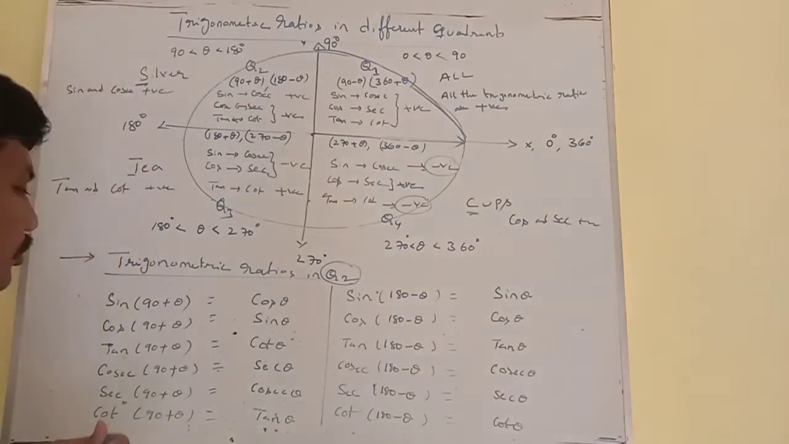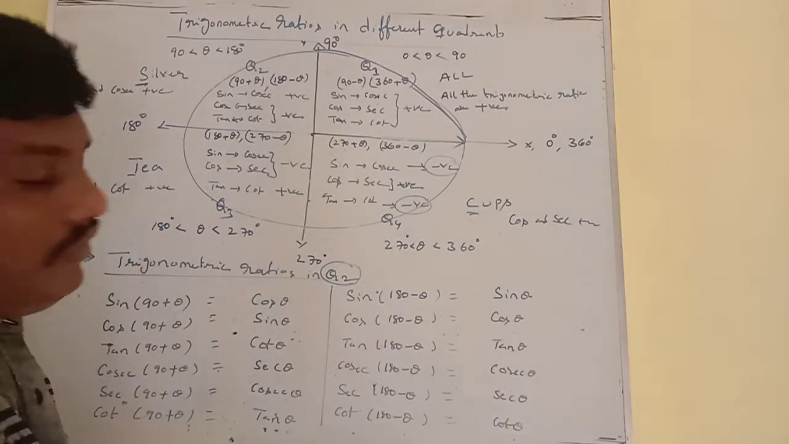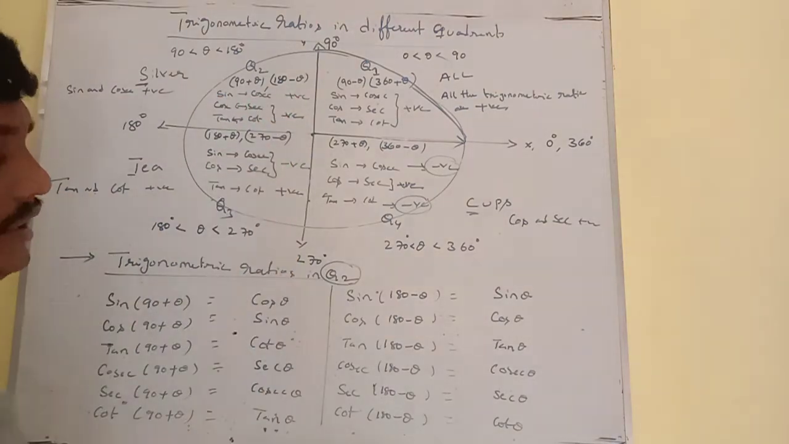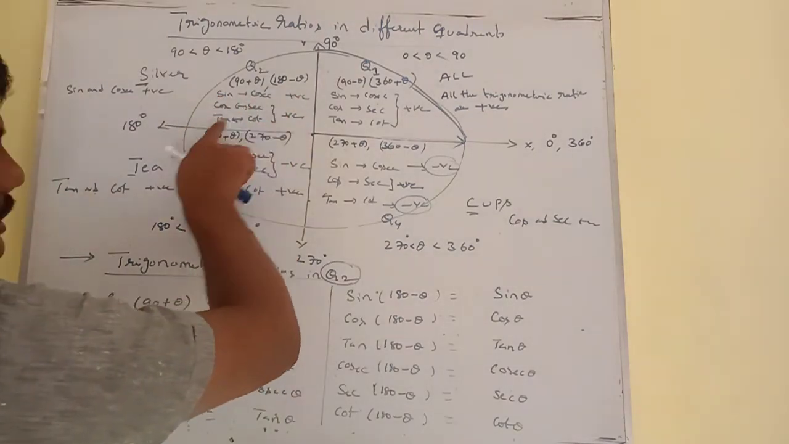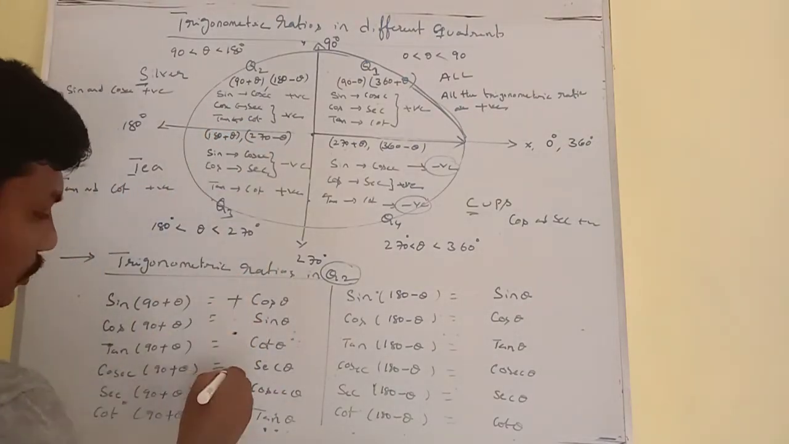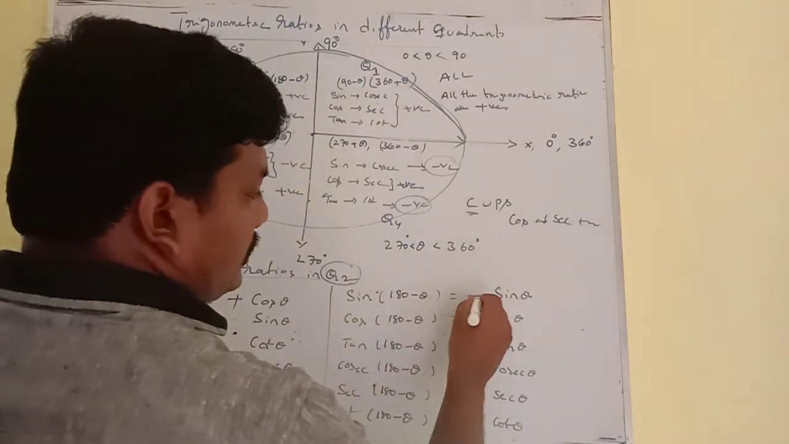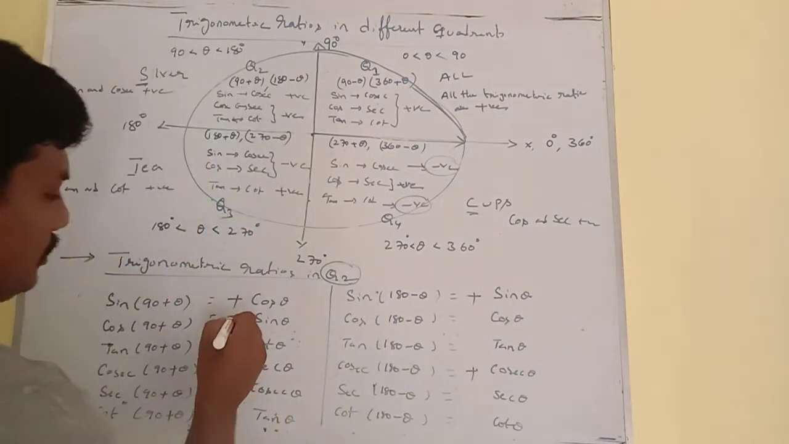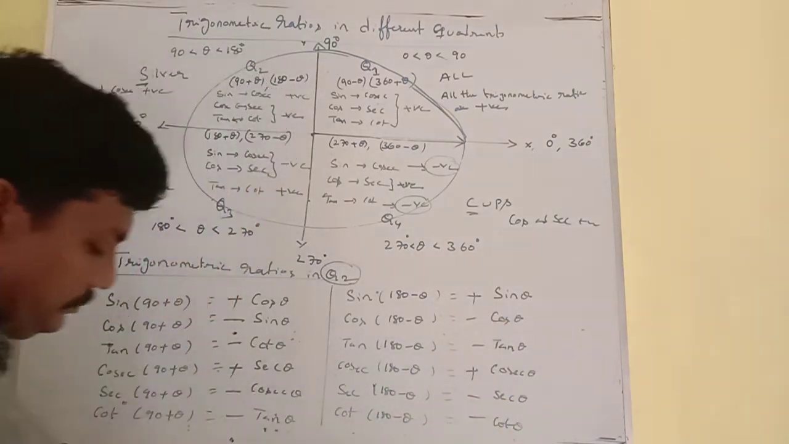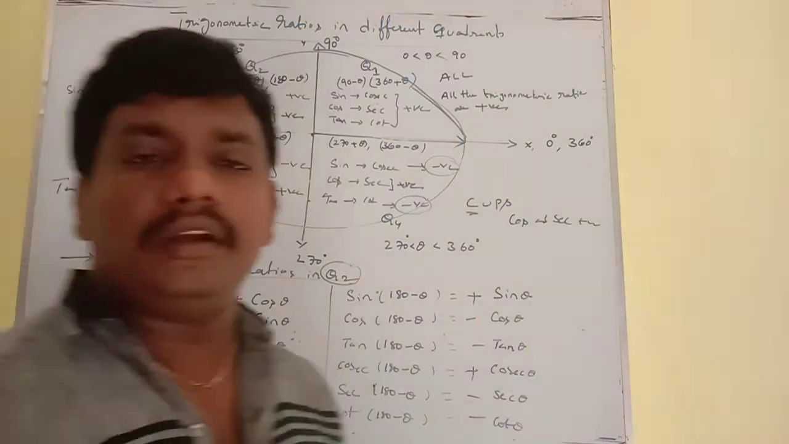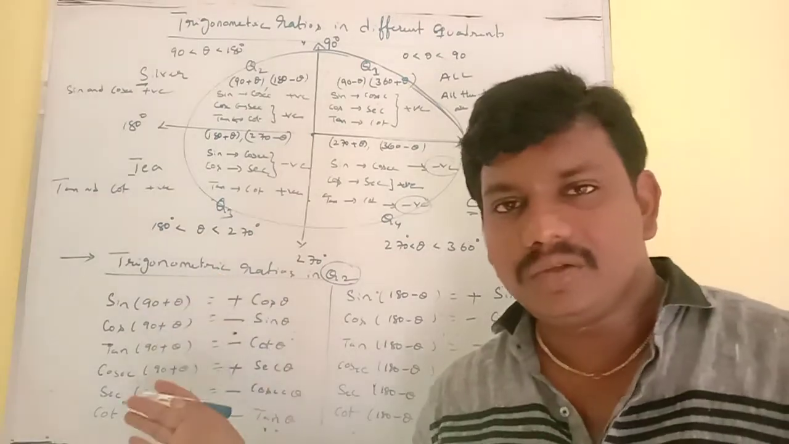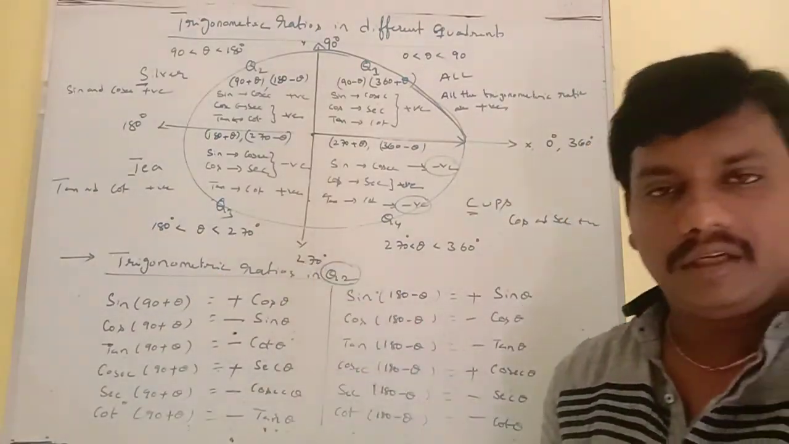But in the case of sign, in the second quadrant, sine and cosecant will give positive answers, and cosecant, secant, tan, cot will give negative answers. Sine is a positive answer, cosecant is a positive answer. The remaining signs will be negative. So this is about trigonometric ratios in second quadrant. I hope it is very easy to remember.